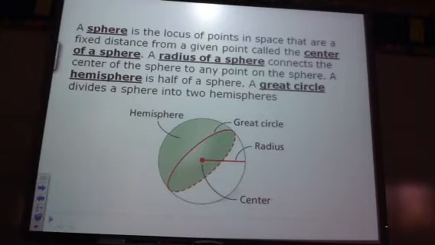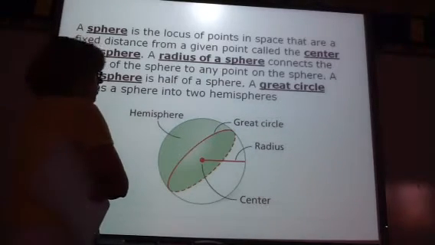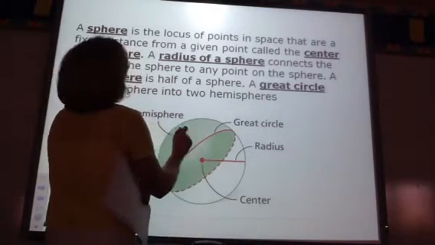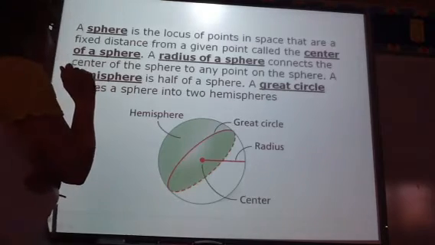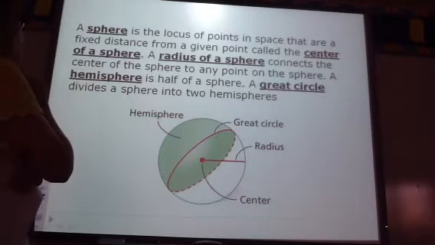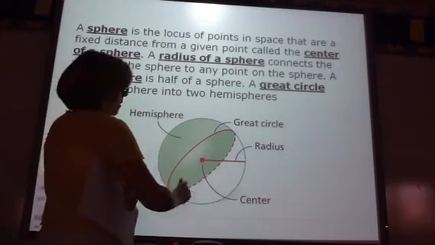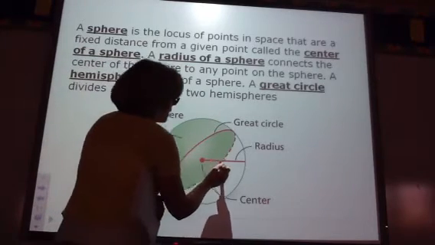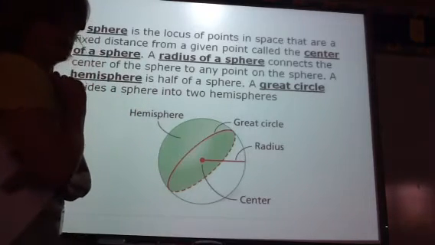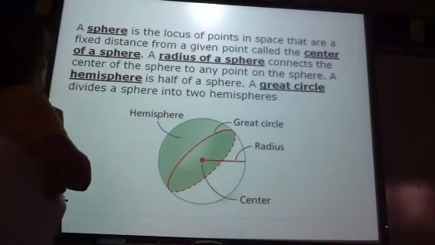Okay, so first let's talk about a sphere. A sphere is the locus of points in space that are a fixed distance from a given point called the center. So this is a three-dimensional shape, and inside the sphere is the fixed point called the center. A radius of a sphere connects the center of the sphere to any point on the sphere. So here's the radius on the inside going to the outside. And the most popular sphere I know is the basketball. So think of a basketball.